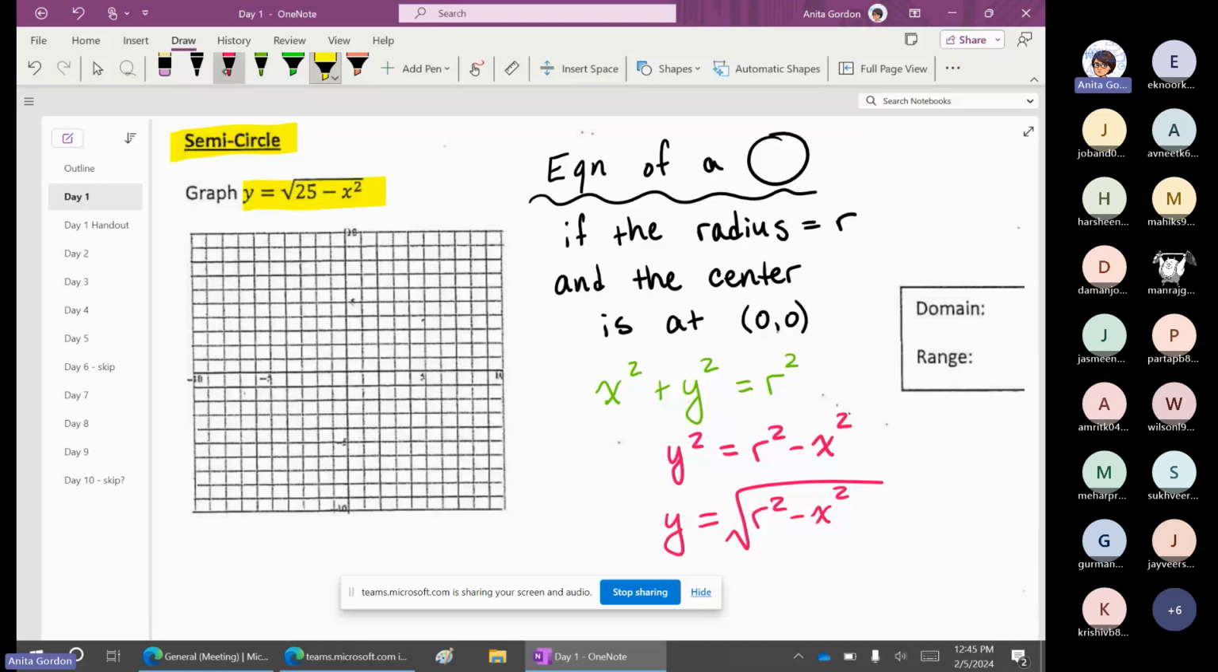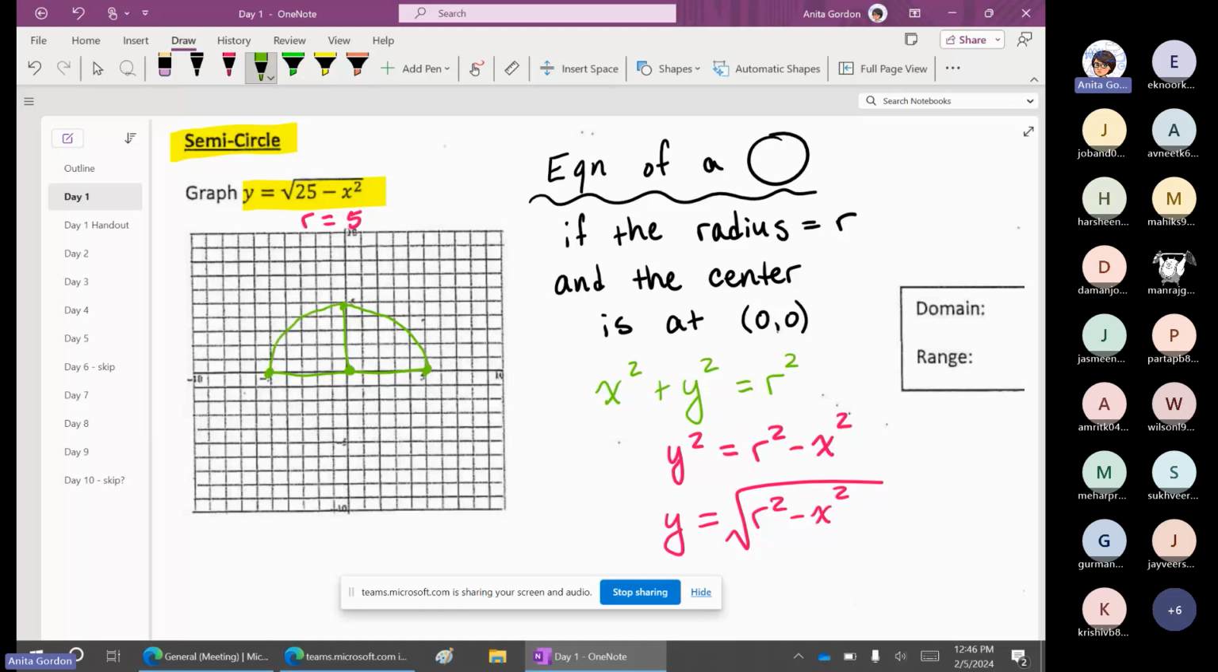The radius is 5. R equals 5 because R squared is 25. Where is the center of the circle? Read the definition. The center of the circle is 0, 0. So here's my circle. My radius is 5. Here's my half circle. Okay, that was really ugly. Let me try again. Okay, that's as best as that's going to get.